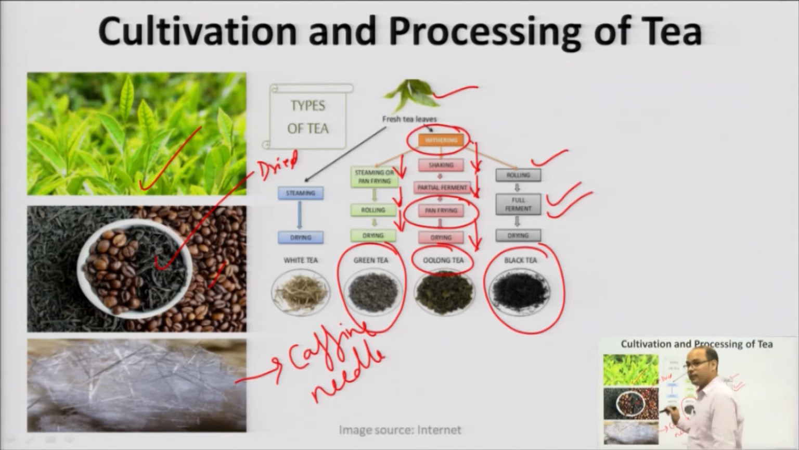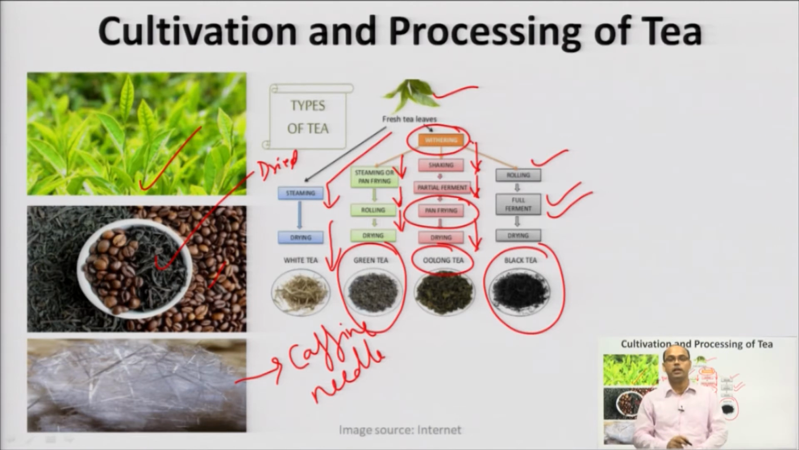In case of white tea, if you want to have white tea, then you can steam the fresh leaves. They are steamed and then dried, and after that you can get the white tea. So these are the various kinds of tea which are available in the market.